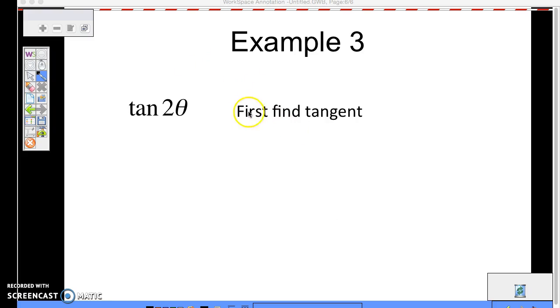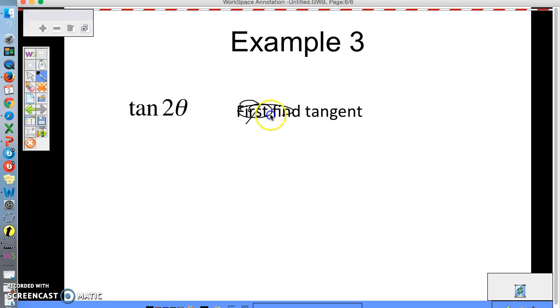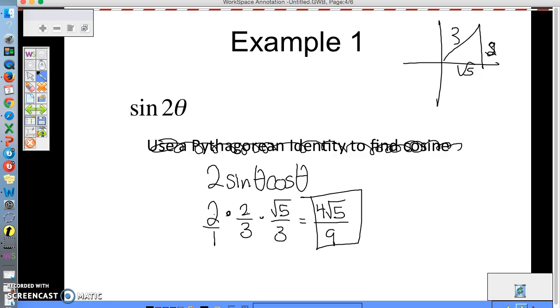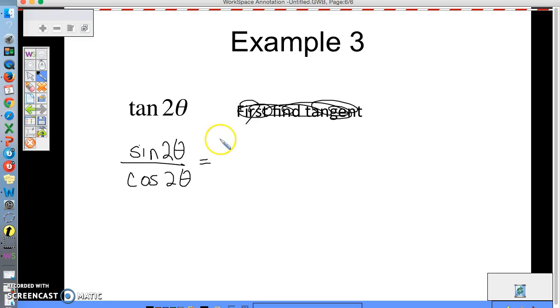And then our tangent. Again, we know our tangent is sine over cosine, so this is the sine of 2 theta over a cosine of 2 theta. So we're going to go back here. And here was our sine of 2 theta. So we have 4 root 5 over 9 divided by our cosine was 1/9. So we have 4 root 5.